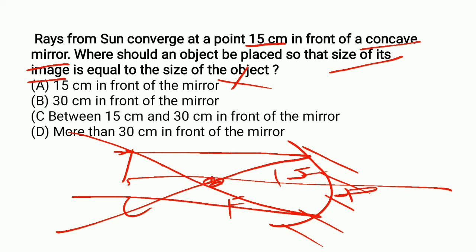So here, as I told you, from pole to the focus we have 15 centimeter. So from focus to the center of curvature it is 15 centimeter. So total 30 centimeter. So here, in order to get the same size of image of the object, the object should be kept at 30 centimeter from the pole. So option B is the correct answer.